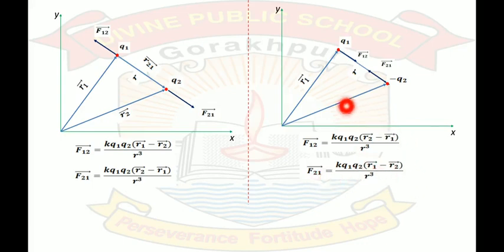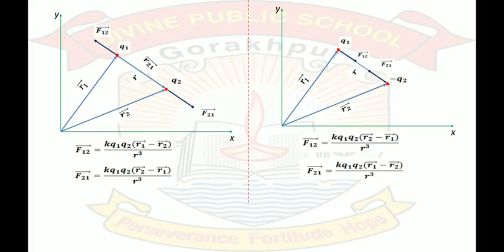Okay, if the charges are of the same type, then keep the order the same. If F12 is there, you will put 1 minus 2. If 2 1 is there, you will put 2 minus 1. But if one of the charges is negative and the force is of attraction, then for 1 2 you will put 2 minus 1. Just change the order. It is 1 2 and here it is 2 minus 1. And here it is 2 1, it will become 1 minus 2. Is it clear? So this is how we learn.